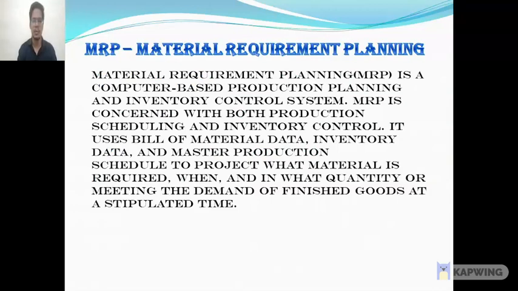MRP, Material Requirement Planning, is a computer-based production planning and inventory control system. MRP is concerned with both production scheduling and inventory control. It uses bills of material data, inventory data, and master production scheduling to project what material is required, when, and at what quantity, for meeting the demand of finished goods at a stipulated time. So we have seen the definitions of MRP.